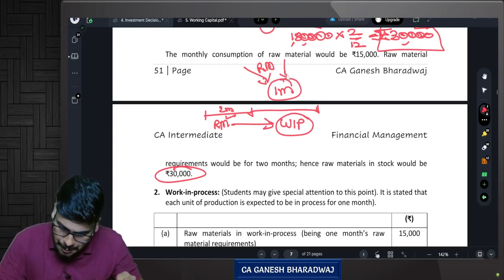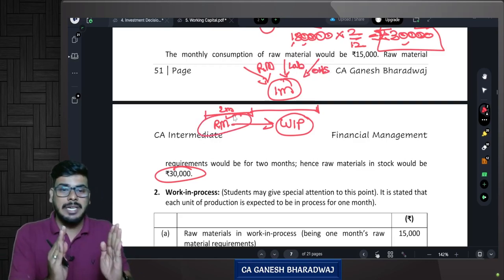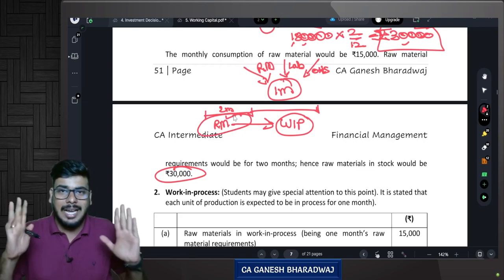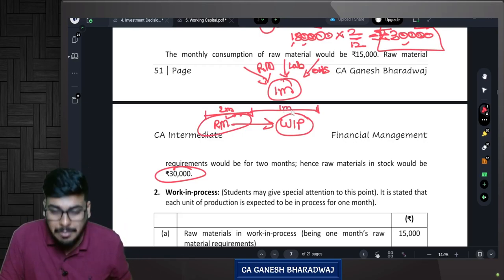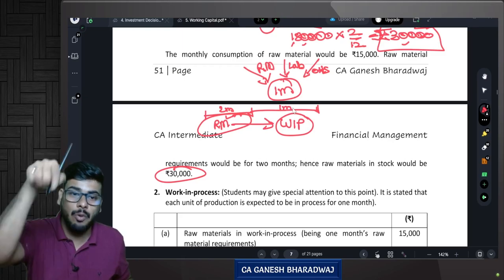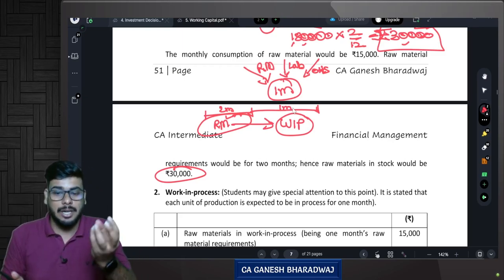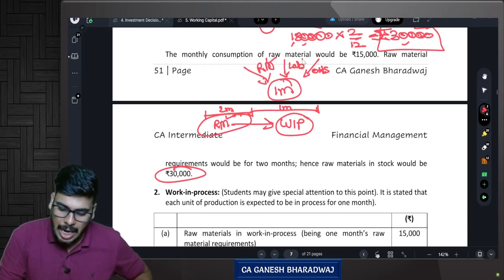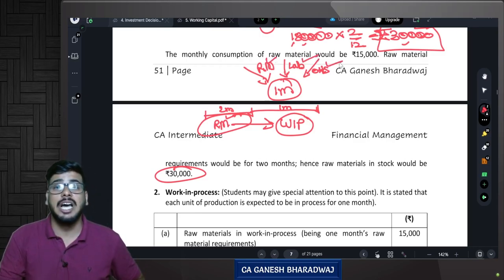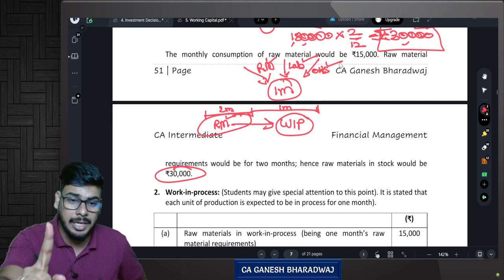Apart from that, for this processing, I will be having labor as well as overheads, correct or not? That is, for a period of the first 2 months, raw material cost gets blocked as such. Then for the next 1 month, raw material will now enter into the WIP area. So now the cost gets accumulated over and above the raw material cost. I will also be incurring labor cost and overhead cost. Are you clear with this?